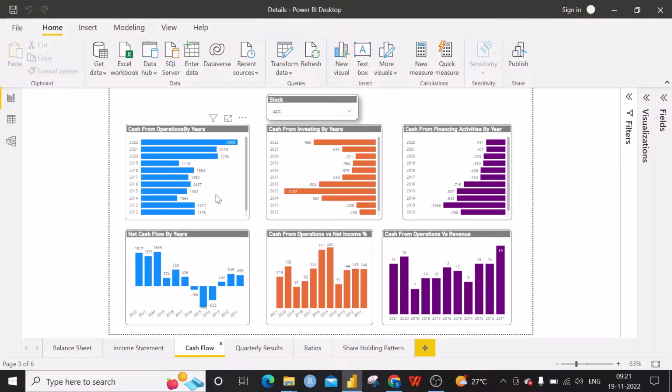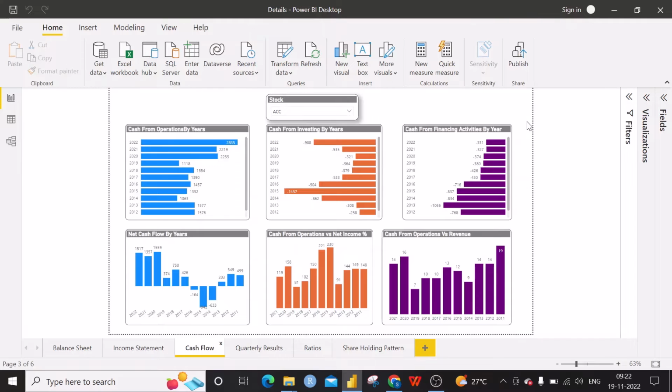Investing means the company is investing in itself, that is, constructing additional buildings, buying equipment, or making other future investments. That is shown in the cash from investing, which is in negative form. That means the amount is going out of the company. It is also good because ACC is considering its future investment.